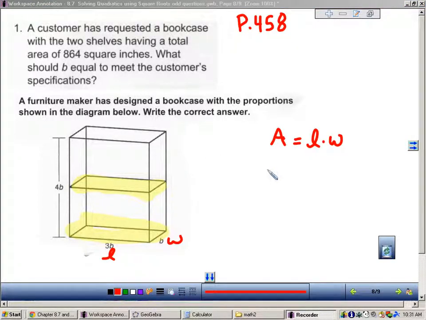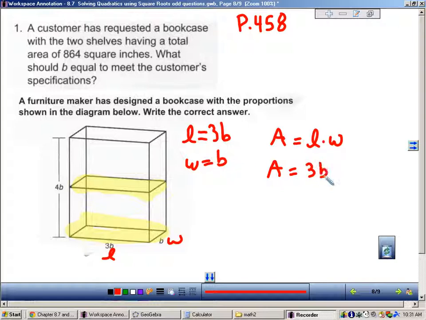So let's set this up. The area of the bottom shelf would be, substitute, again, L is 3B. And if you like seeing that, you can write it out as L, the length is 3B, and W, the width is B, and substitute. Let's use parentheses instead. Multiplying through, the area is 3B squared.